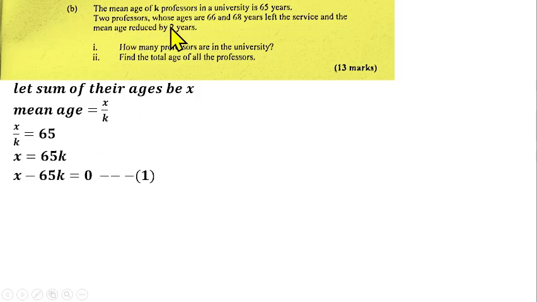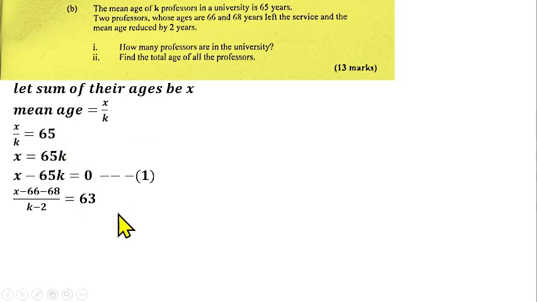Then two professors whose ages are this left the service, and the mean age reduced by 2. So it's very simple. We have two professors now, their ages are this and this. If you remove them from the sum here, then the total number also reduces by 2. Then we are told that their mean age also reduced by 2. So you'll have s minus 66 minus 68, which is removing their ages from the sum of their ages, over the number of professors, which also reduces by 2. That will give us k minus 2, and the mean age also reduced by 2 years.